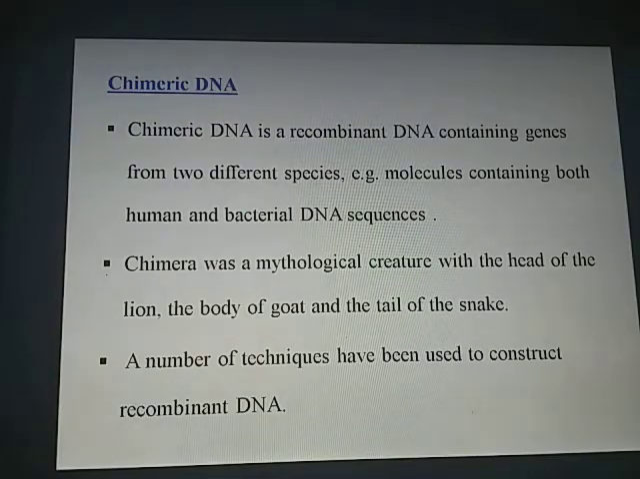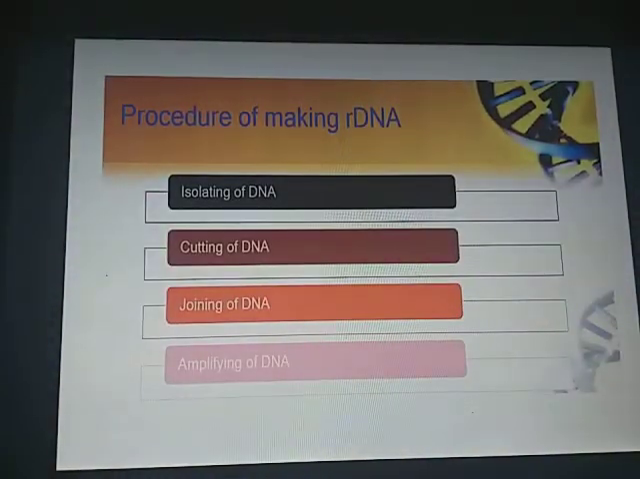A number of techniques have been used to construct recombinant DNA. The procedure for making recombinant DNA is: first, isolation of DNA; then cutting of the DNA with the help of the enzyme restriction endonuclease; and the cut fragments of the DNA are joined with the help of the enzyme DNA ligase. Then amplification of the DNA is done with the help of cloning. This is how recombinant DNA is made and amplified. Let us see one by one.